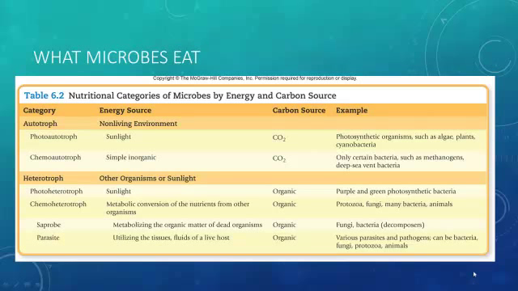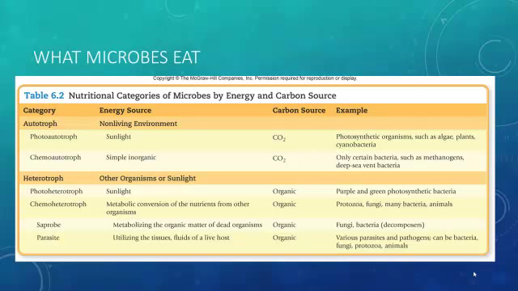Microbes are divided into 2 main categories based on carbon source. These are autotrophs or self-feeders and heterotrophs. Autotrophs can use carbon dioxide from the air to create the nutrients they need. Autotrophs that use sunlight to create these nutrients are known as photoautotrophs. These organisms can photosynthesize using sunlight and carbon dioxide.